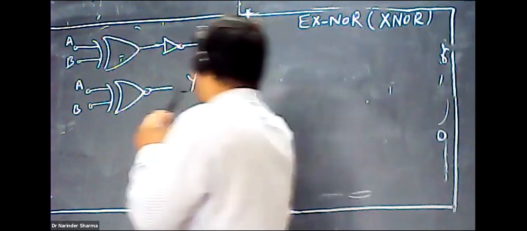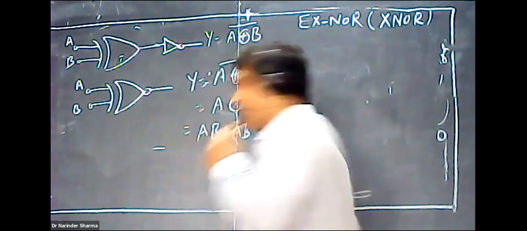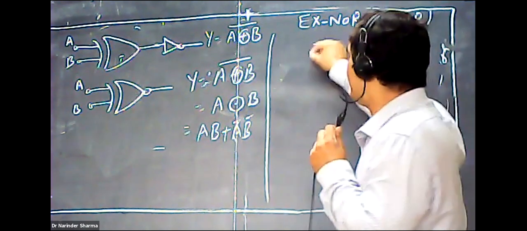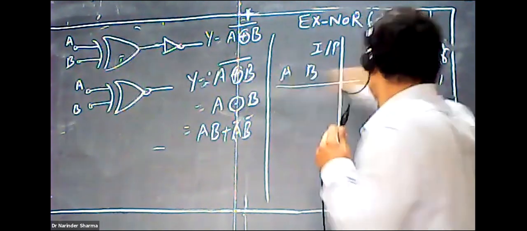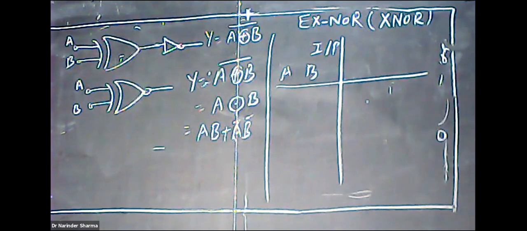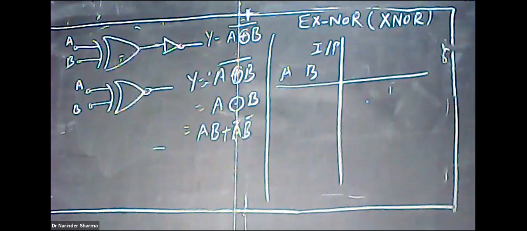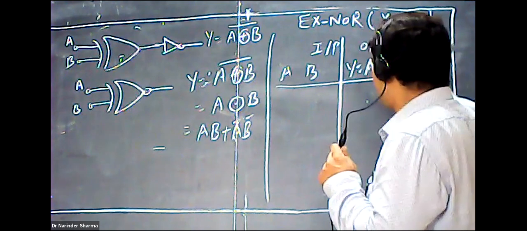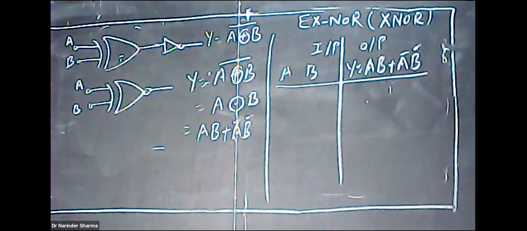Now it may be AB plus A bar B bar. AB plus A bar B bar. We will go for its truth table. Input A B, then output Y is equal to AB plus A bar B bar.